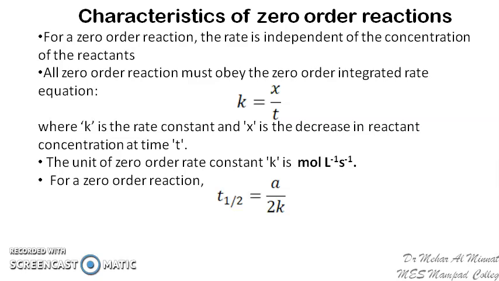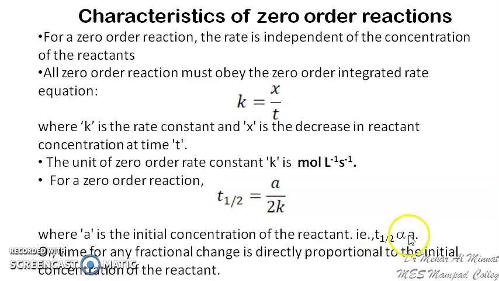Alright, and we must also remember that the graph of a minus x or Ct versus time will give a plot with negative slope, and the slope will be minus k. Now this equation T half equal to a by 2k shows that the T half is directly proportional to the initial concentration of the reactant. Alright, so these are the informations regarding the zero order reactions.